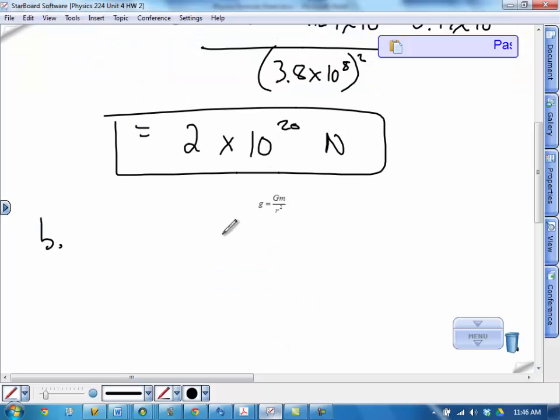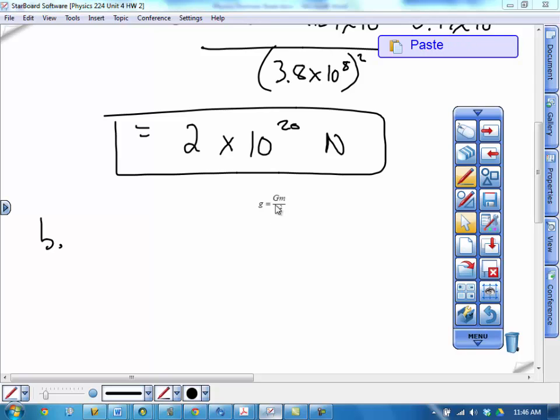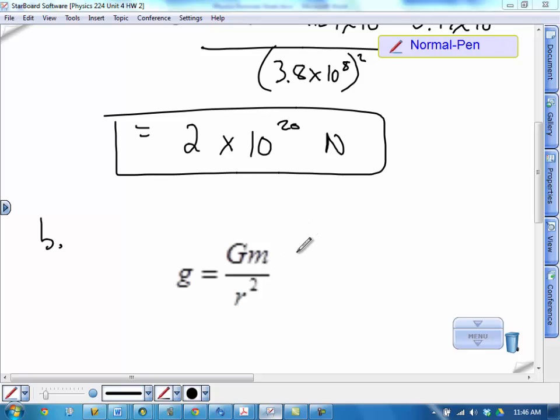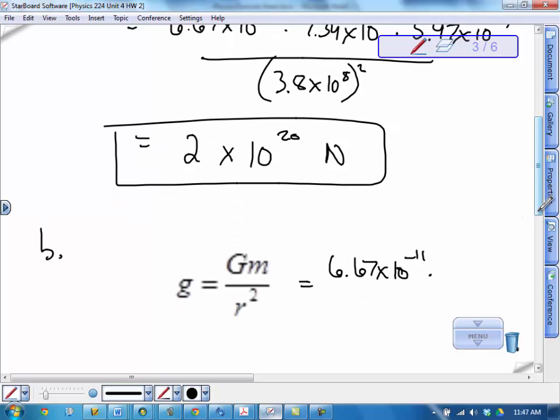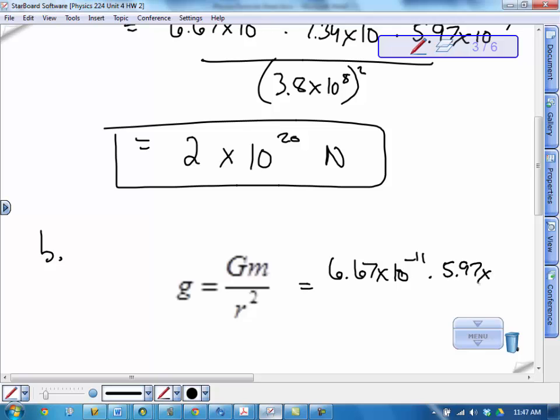Okay, so here's the Earth's gravitational field strength. It's the same as the formula for the acceleration due to gravity from the Earth at the moon, basically. So we're going to need to use the distance from the Earth to the moon right here for r. So 6.67 times 10 to the negative 11 times the mass of the Earth, which was 5.97 times 10 to the 24, all divided by the distance between them, 3.8 times 10 to the 8th, and we need to square that.